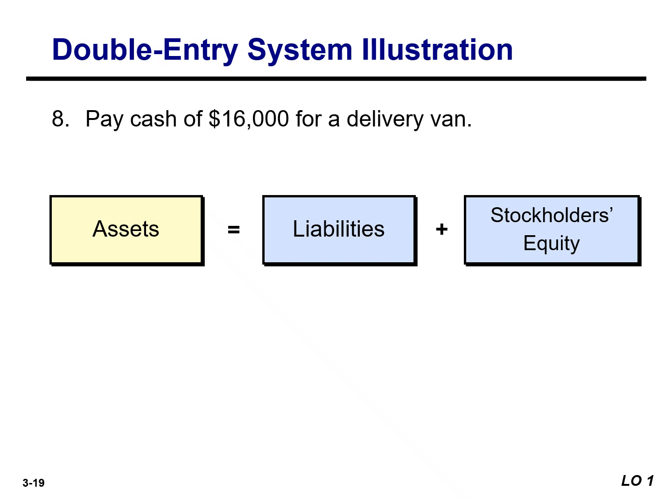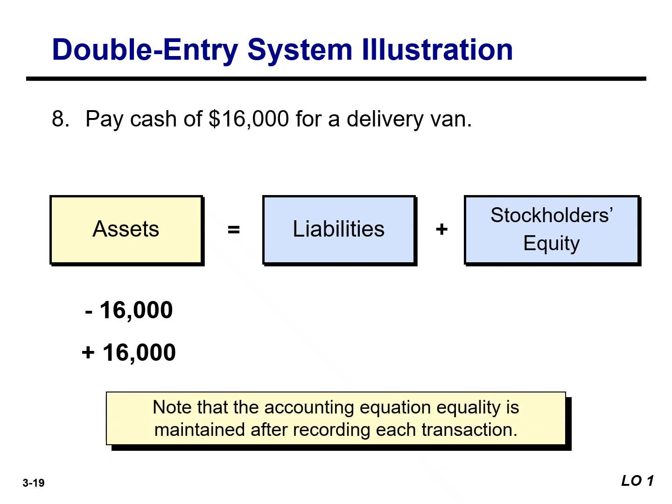Pay cash of $16,000 for a delivery van. Our cash is going to go down, but our asset, the van, is going to go up. But the important thing is that the equation remains the same, okay? No matter what we do, the debits equal the credits. That's what's very important.